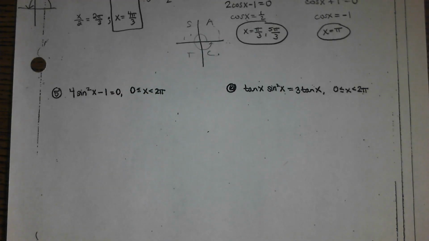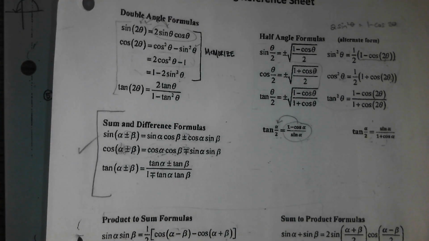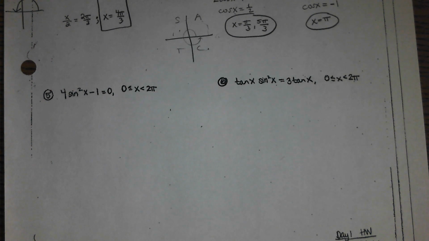What do you see on 5, Sarah? What do you mean? The Pythagorean identity?